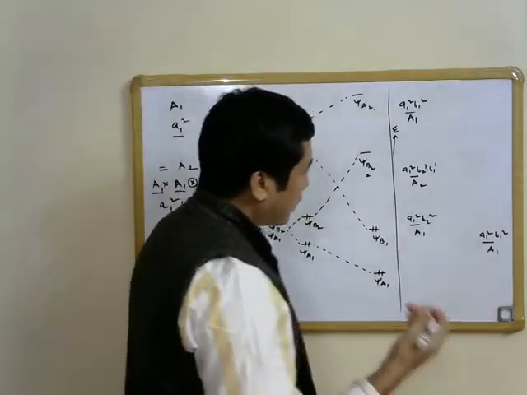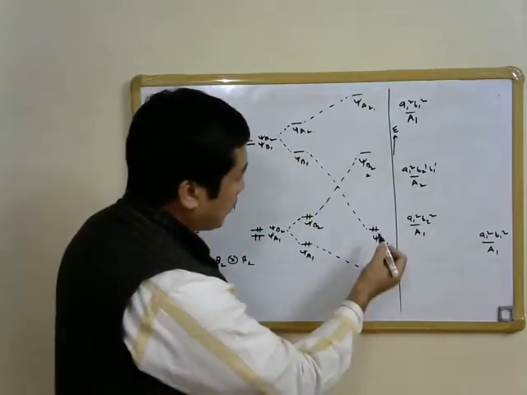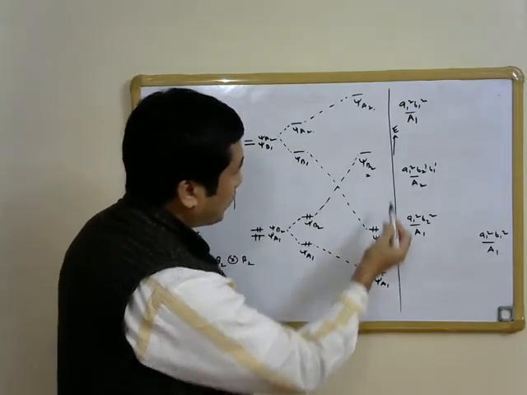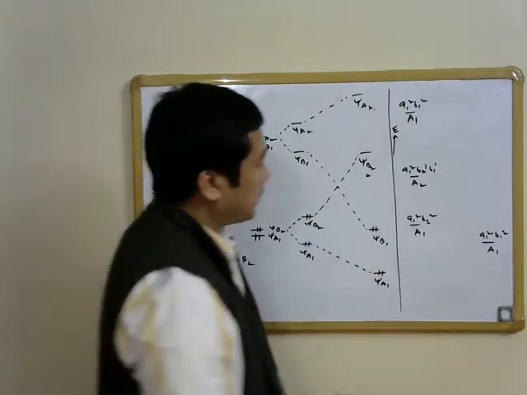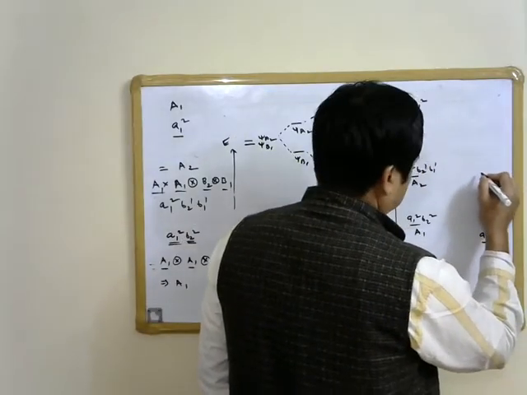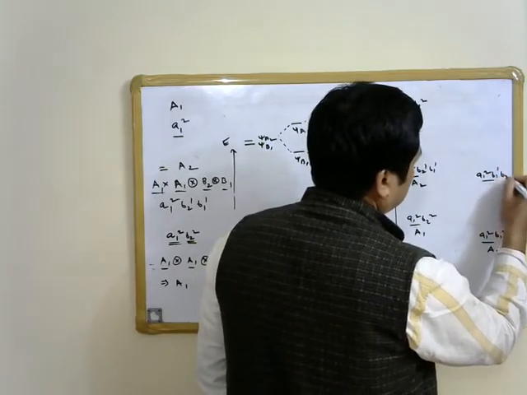Then the first excited electronic state in case of the product is obtained by lifting an electron from the B1 to the B2 orbital over here. So then the configuration is A1 2, B1 1, B2 1.